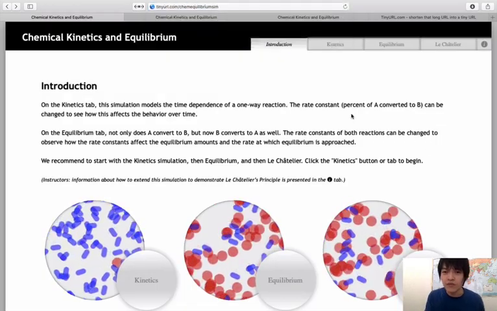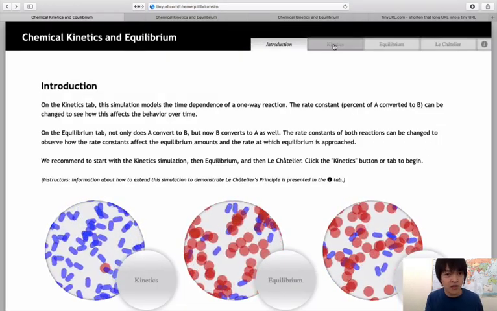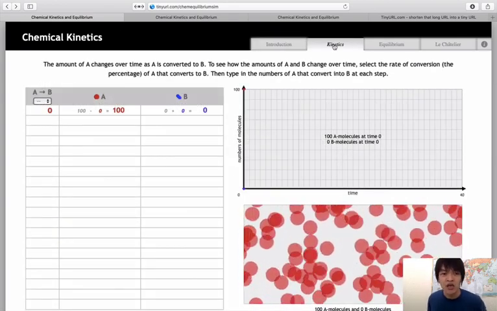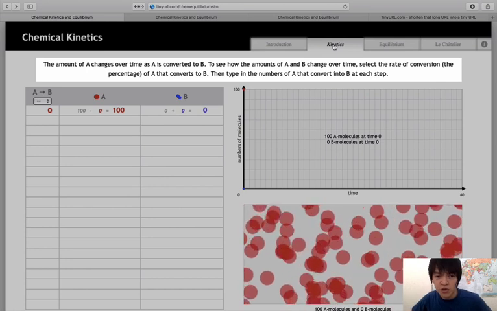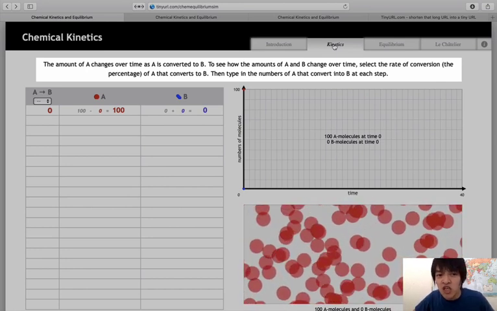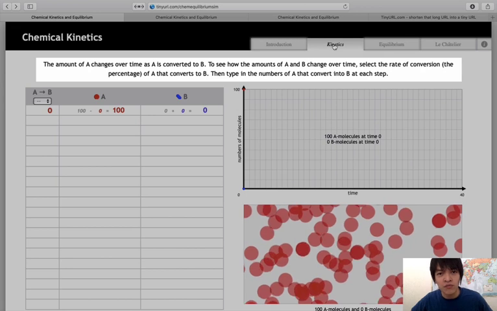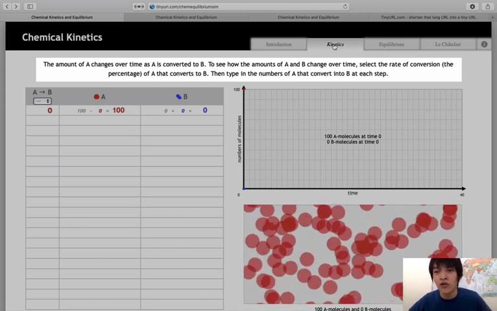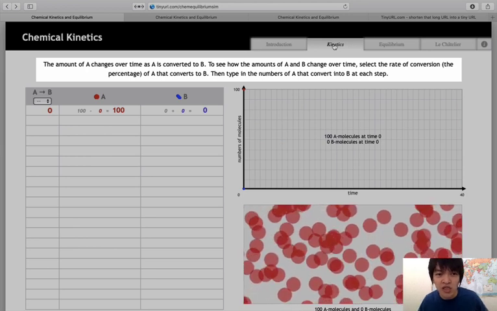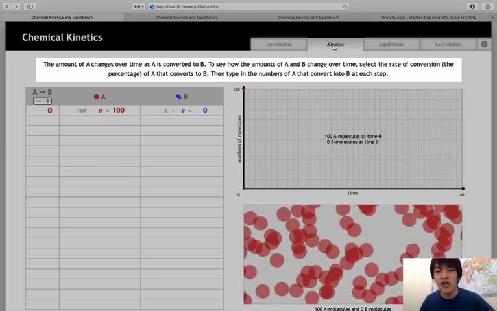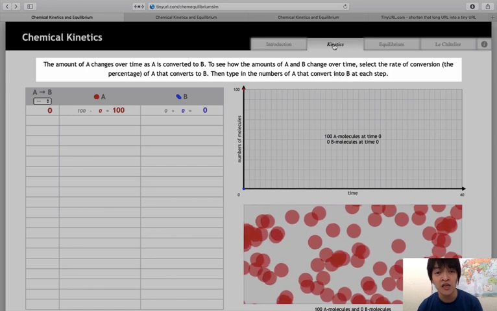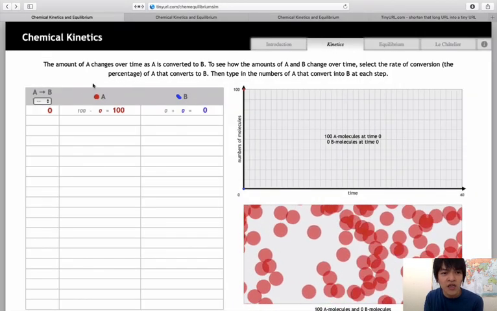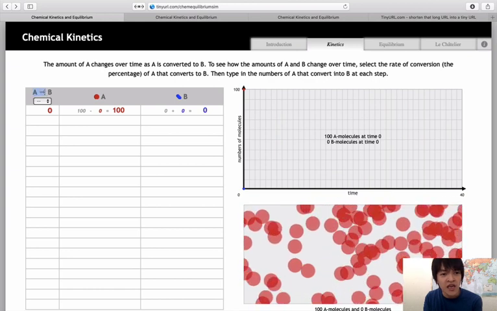So we're going to start with the kinetic simulation, and for this one it's a one-way reaction. What it says right here for chemical kinetics is the amount of A changes over time as A is converted to B. To see how the amounts of A and B change over time, select the rate of conversion, the percentage of A that converts to B, then type in the numbers of A that convert to B at each step.